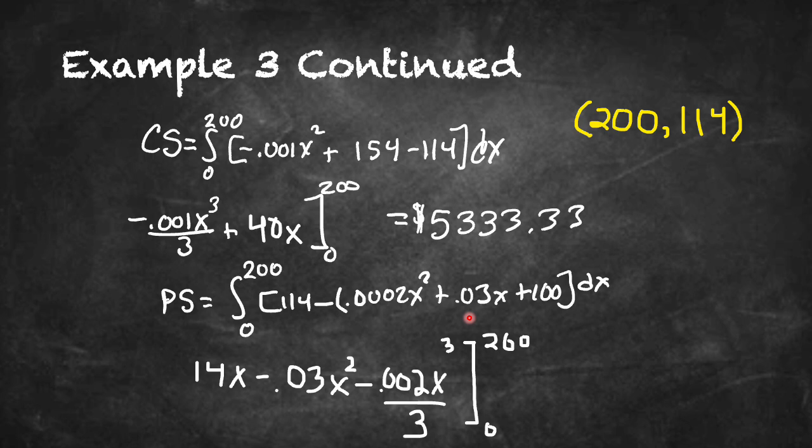Now, when we combine like terms and we find the antiderivative, we're going to get 14x minus 0.03x squared minus 0.002x to the third divided by 3. When I plug in 200, I'm going to get 1,666.67. And when we plug in 0, we just get 0. So our producer surplus is going to be 1,666.67.